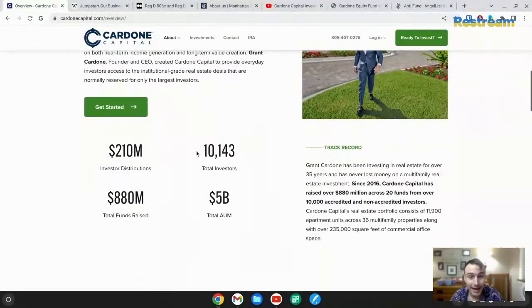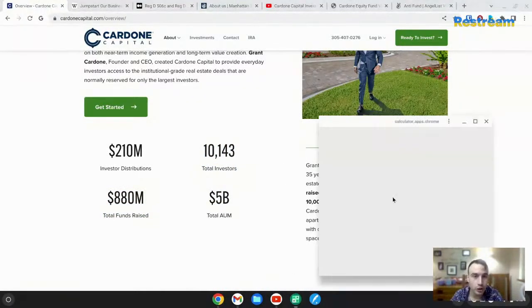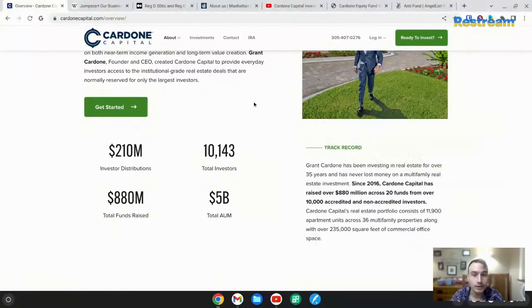I'd love to now. Cardone says on his website that over the years he's had over 10,143 different investors, some accredited, some non-accredited, that have contributed to his fund. He's raised $880 million from these 10,000 investors for an average of about $88,000 per investment. This is definitely skewed by the outliers, by the accredited investors who might be contributing $250K or $500K to one of his deals. I'm guessing that his non-accredited investors are probably contributing between 1,000 and maybe 10,000 per deal.